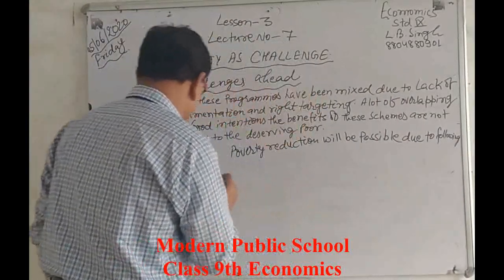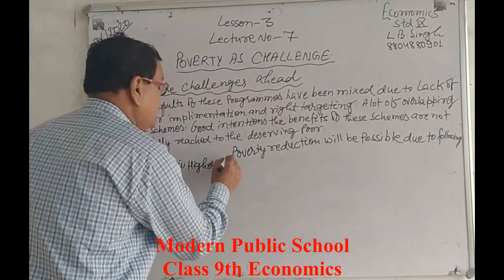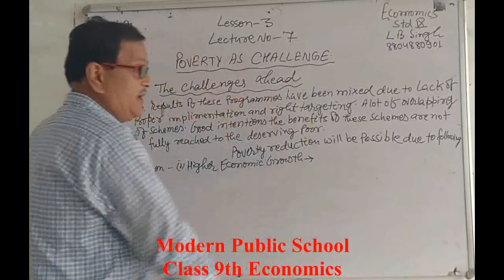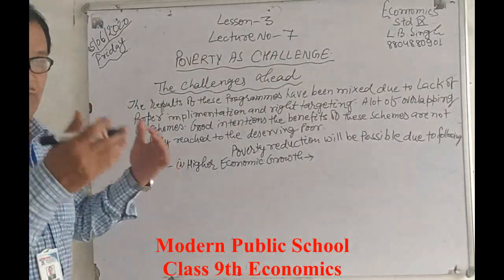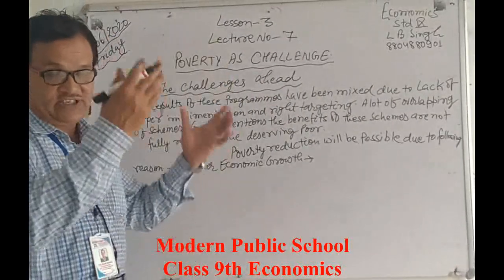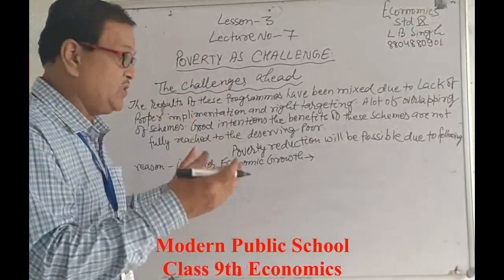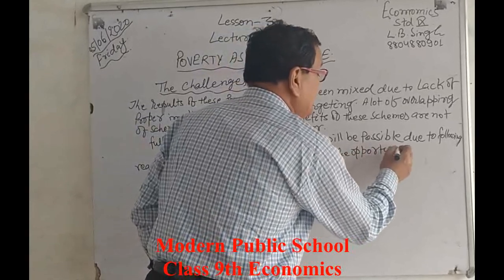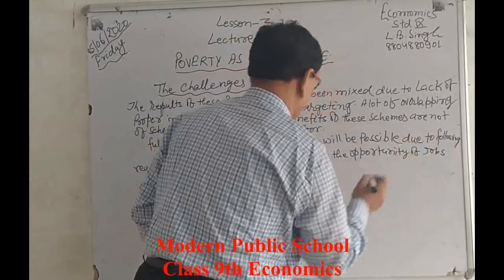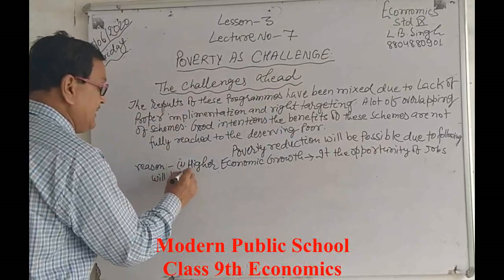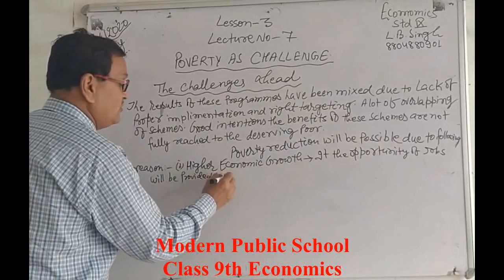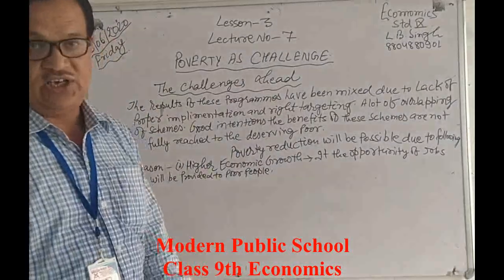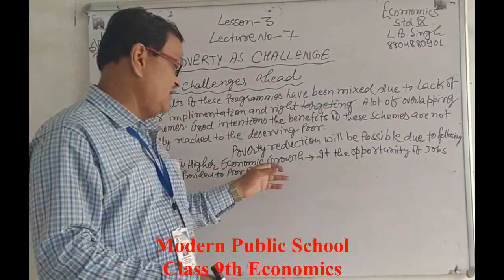Number 1, higher economic growth. If there will be high economic growth, the income of people will naturally increase. In which condition will high economic growth be in the country? If factories and opportunities of jobs are provided to poor people, and they get jobs, their income will increase, so there will be an increment in higher economic growth.